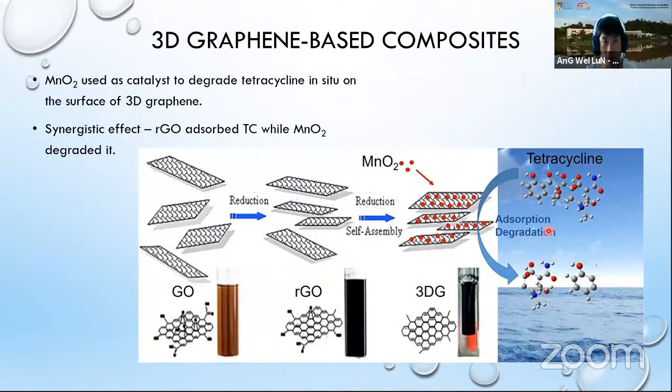Okay, and this is another example showing the magnesium oxide. Okay, so this magnesium oxide is actually a photocatalyst that can degrade tetracycline.